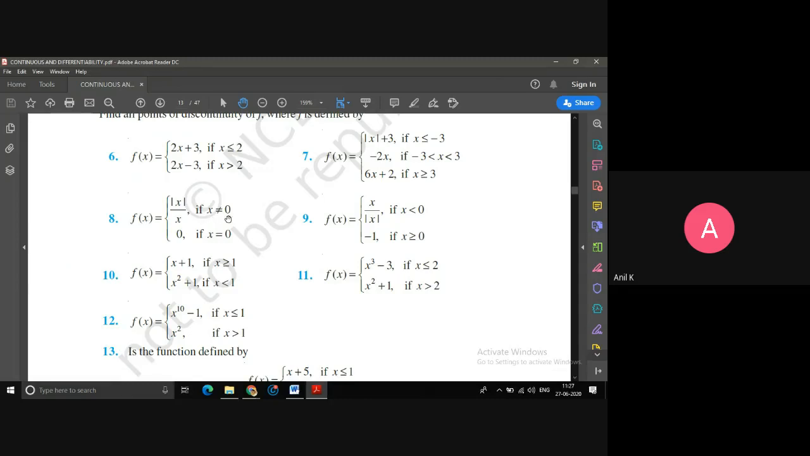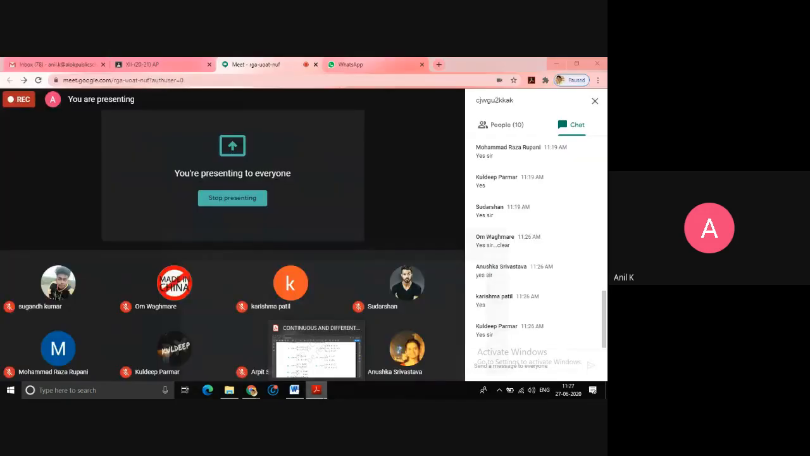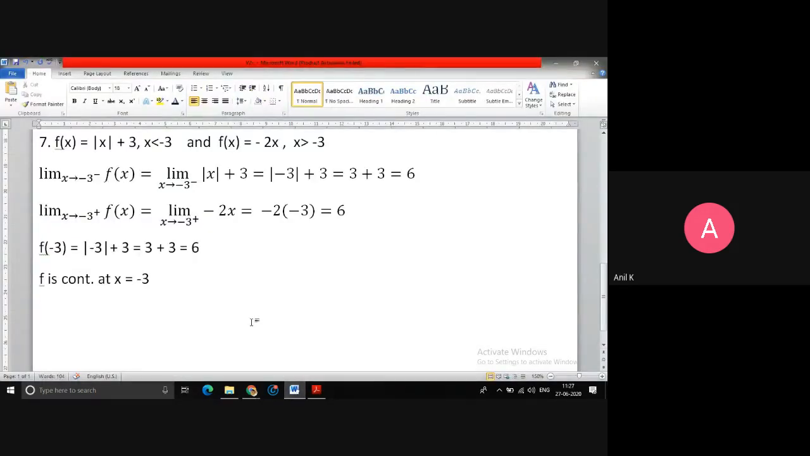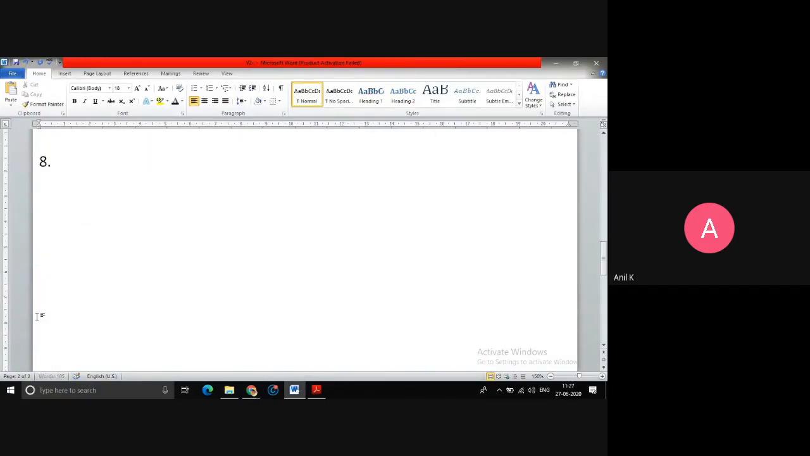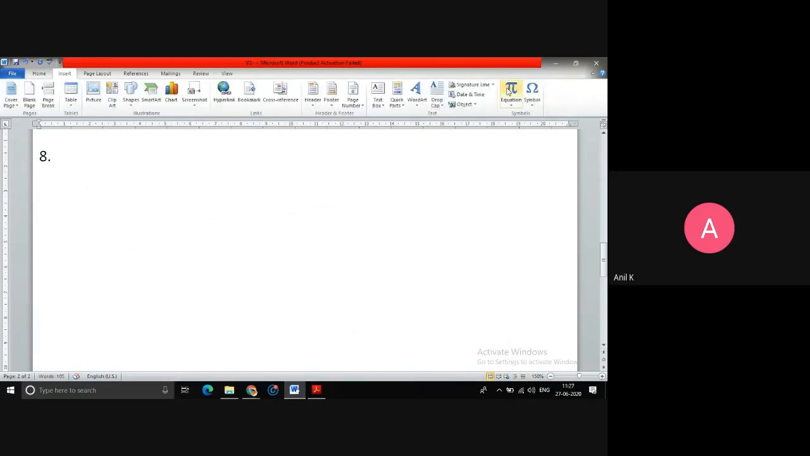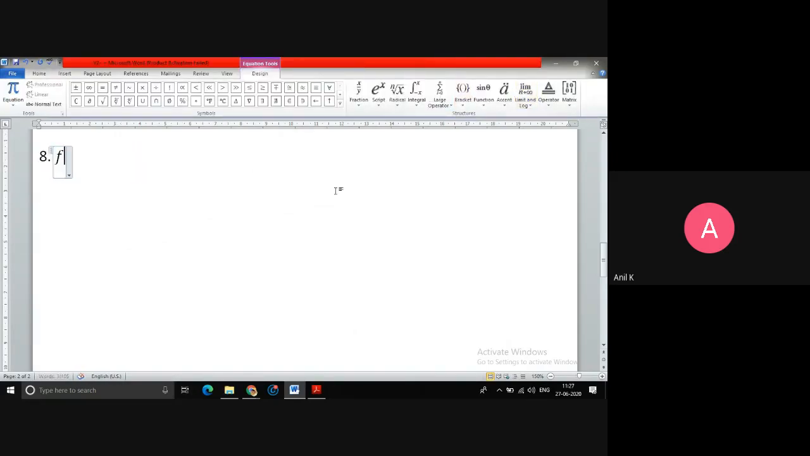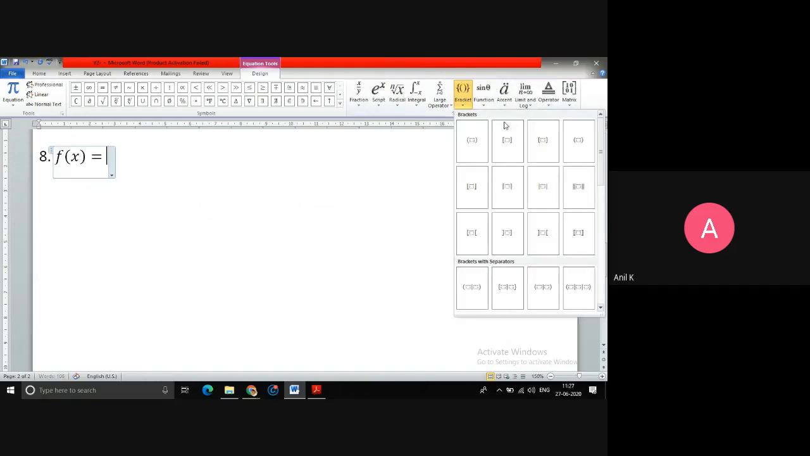Okay, x is not equal to 0 means whether x is less than 0 or x is greater than 0, both the cases, mod x upon x. So let me solve the question number 8. Let me go to the next page. What is the function given? f of x equals mod x upon x.